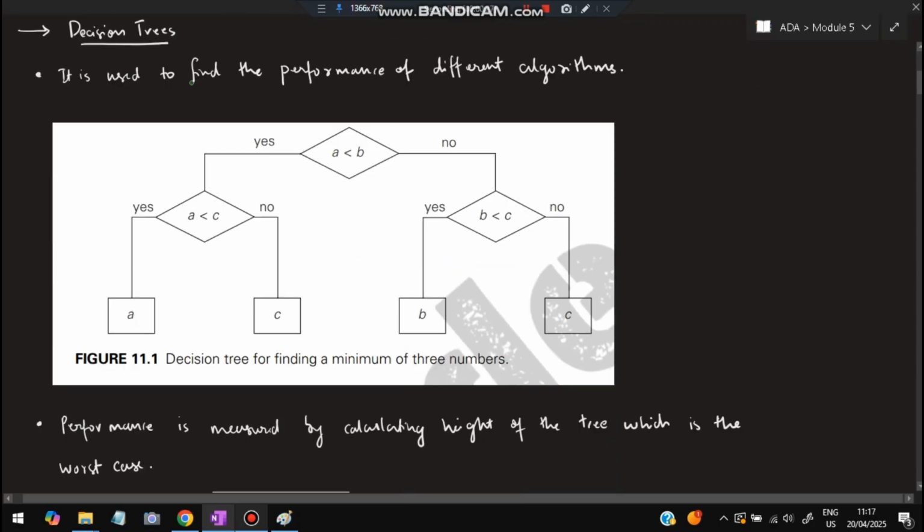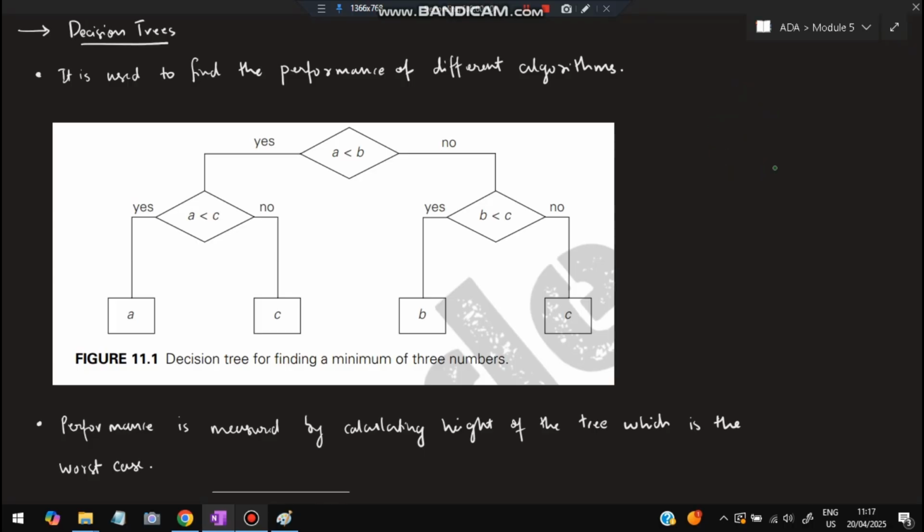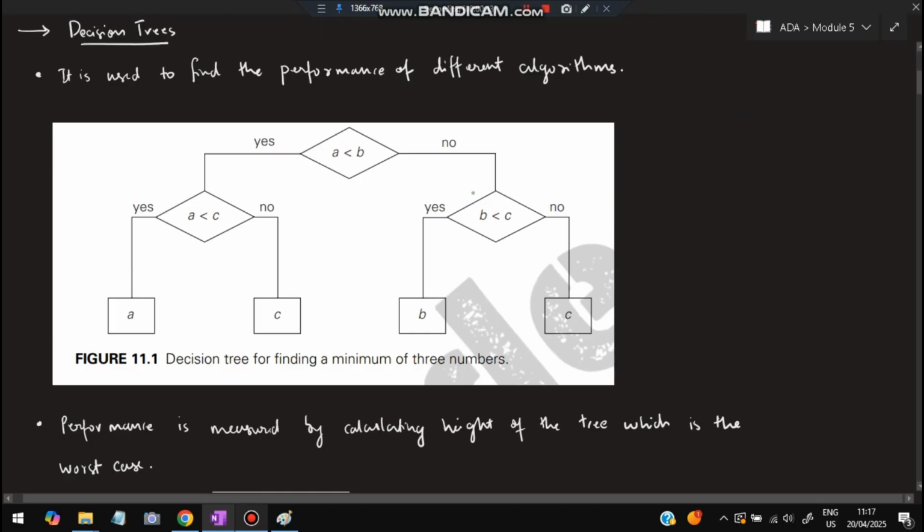Now starting with the first topic, which is decision trees. It is used to find the performance of different algorithms. We have different algorithms, right? Among all of these algorithms, which algorithm is performing better than the other ones, that we'll be finding out using the decision tree. So how, using a decision tree, will we find out?